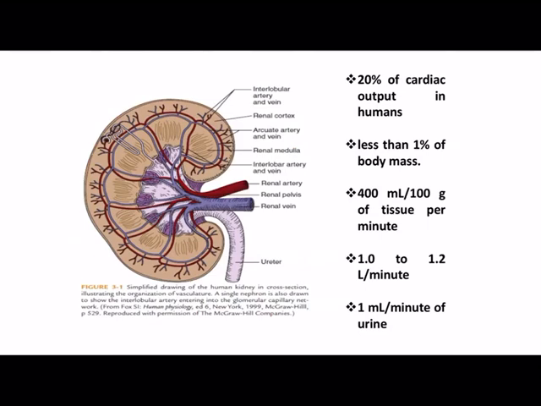So the kidneys will receive 20% of your cardiac output in humans. They have less than 1% of your body mass. They filter 400 ml per 100 gram of tissue per minute, and filter 1 to 1.2 liters of blood per minute, and produce 1 ml per minute of urine.